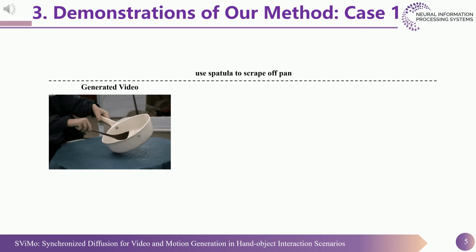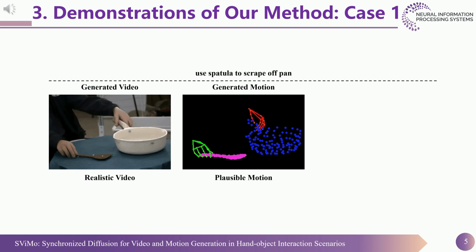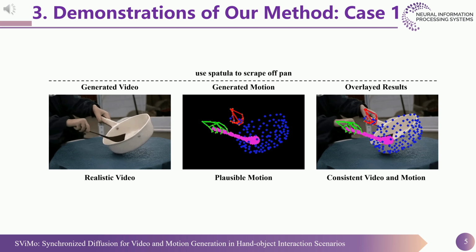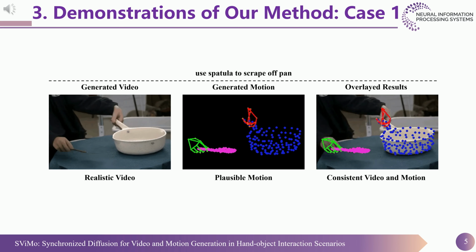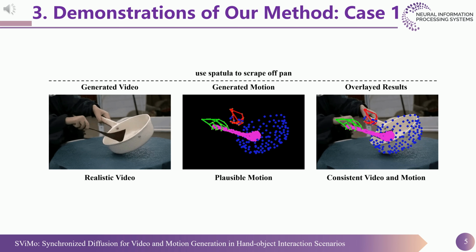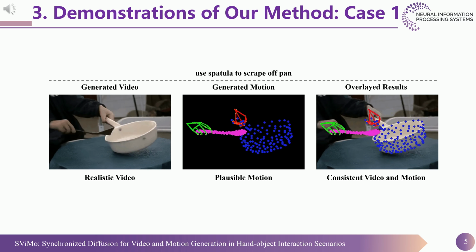The leftmost shows our generated video, demonstrating strong visual realism. The middle panel displays the generated motion, which exhibits plausible movement dynamics. To further validate the alignment between video and motion, we overlay the motion onto video frames at the rightmost, revealing consistency between the two modalities.